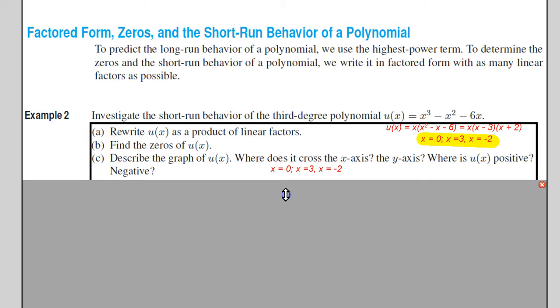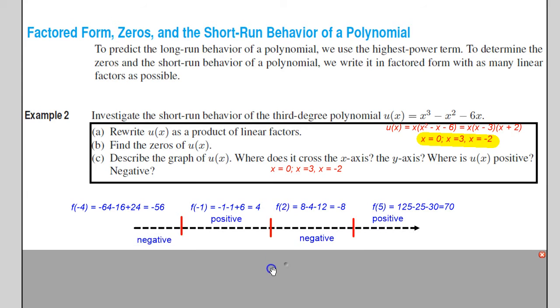There is a 0 y-intercept of the graph. So now the question is, where is it negative and where is it positive? I'm going to show you this, and then I'm going to explain what I did.